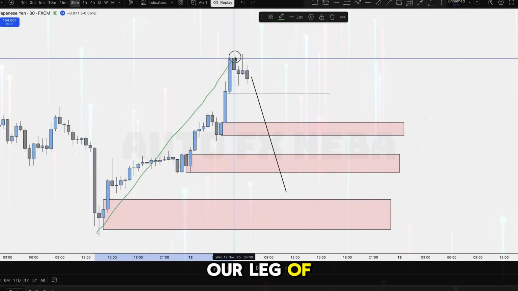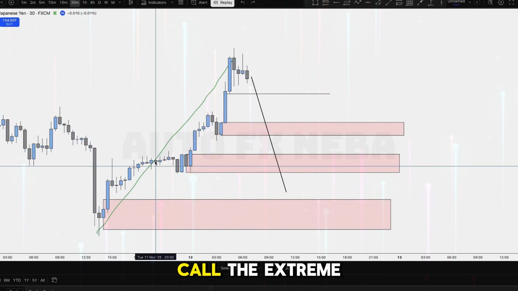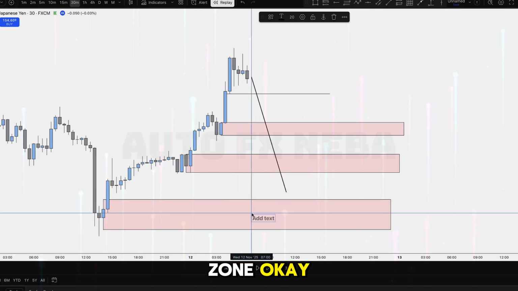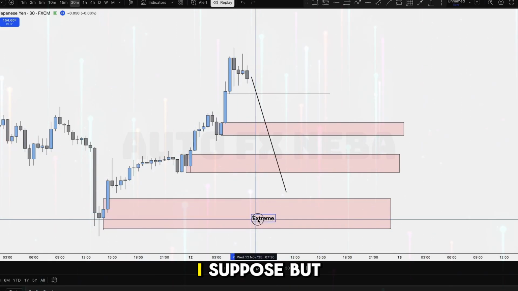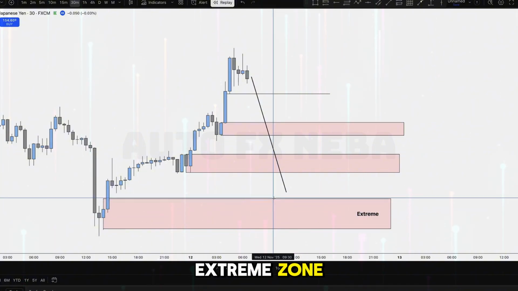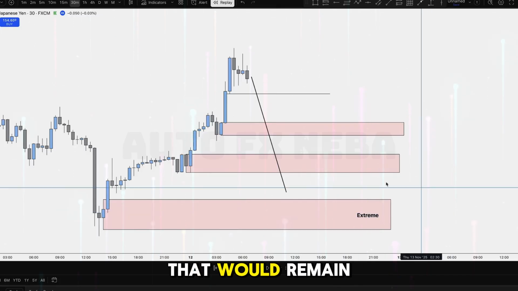So this is our leg of price action. This is where price is. This is the furthest point. This is what we call the extreme zone. It's literally just the farthest on the extremity, I suppose. But because it's the extreme zone, it's basically the final point at which the market could provide a reaction to us that would remain valid.